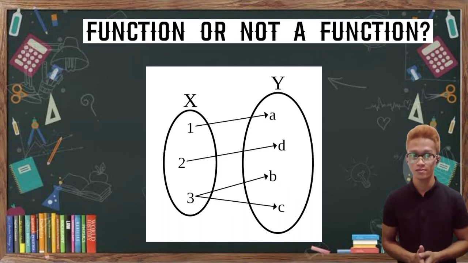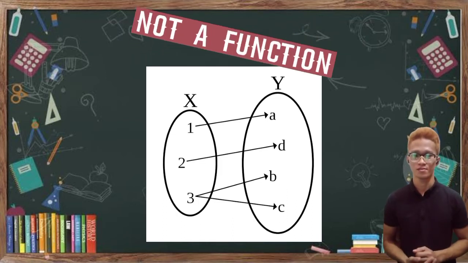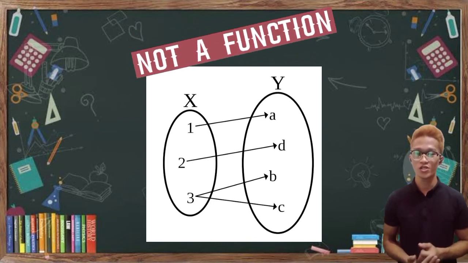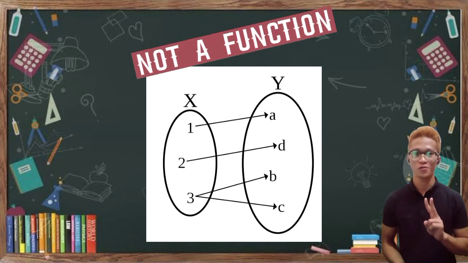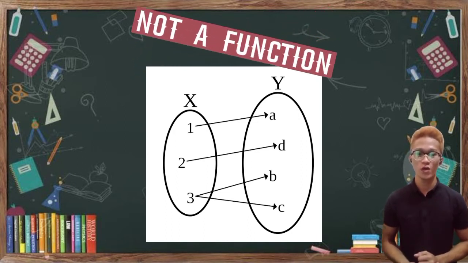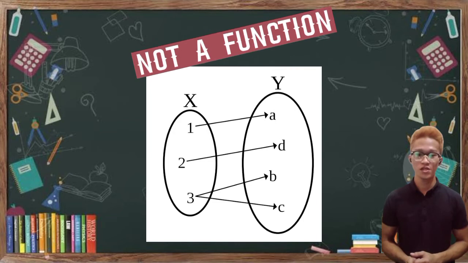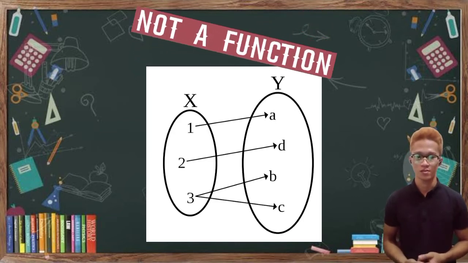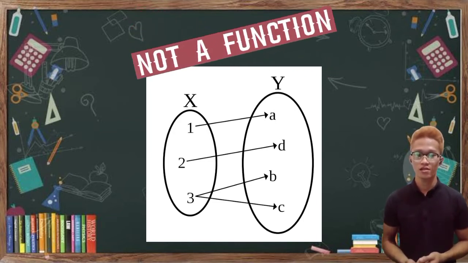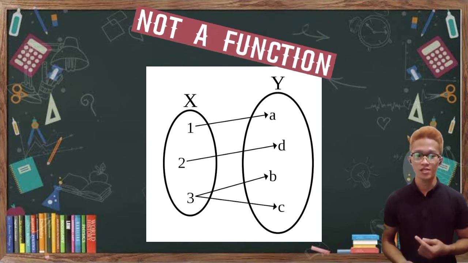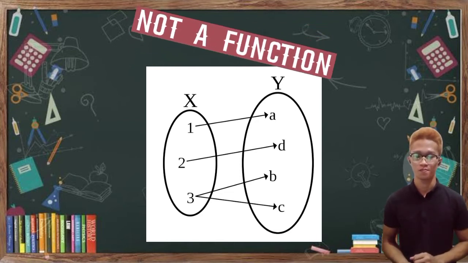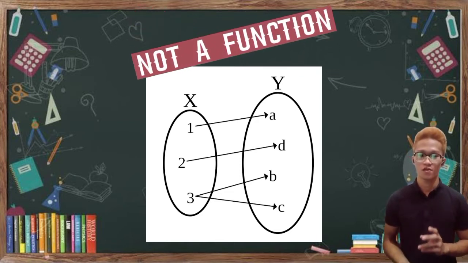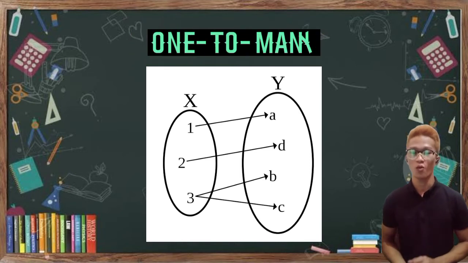So the answer is not a function. For this given has shown that there's one element of our domain that's paired with two elements of range, which clearly violated the definition or the rule of function, which state that every element of x must be paired with only one element of y. And this given is called the one-to-many correspondence.